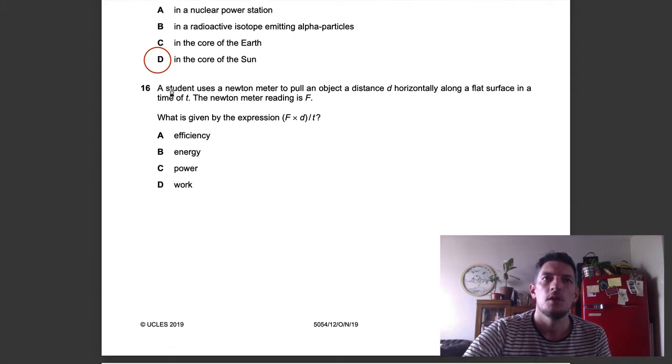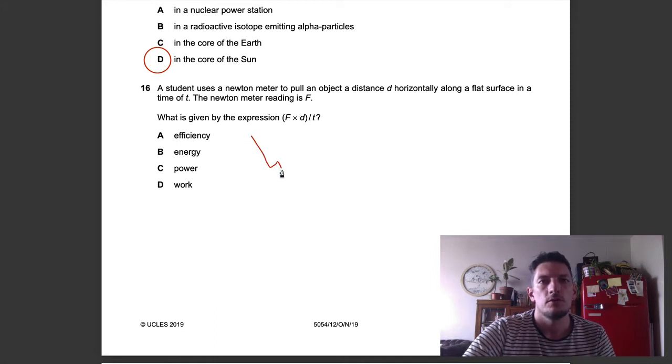Cool. A student uses a Newton meter to pull an object distance d horizontally along a flat surface in a time of t. The Newton meter reading is F, so a certain force F. What is given by the expression force times distance divided by time? Is it efficiency? Is it energy? Is it power or work?